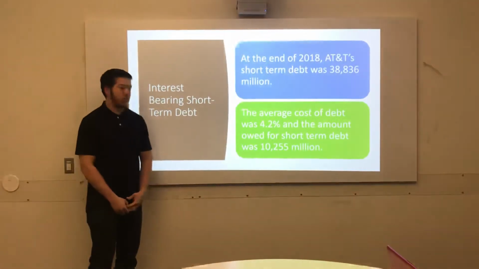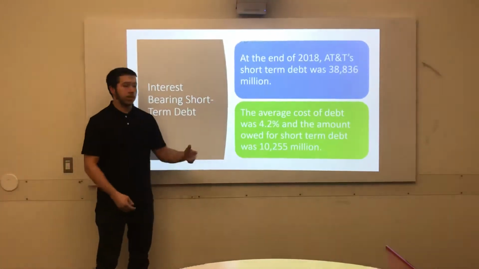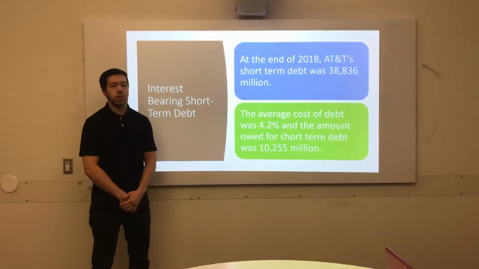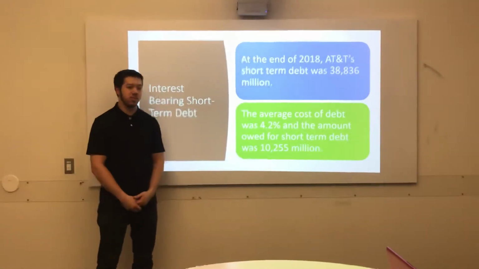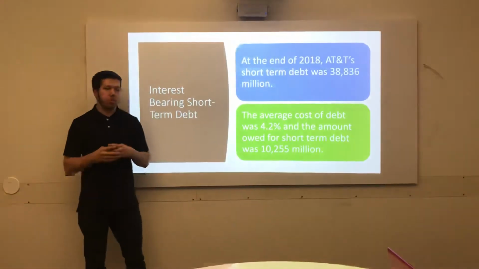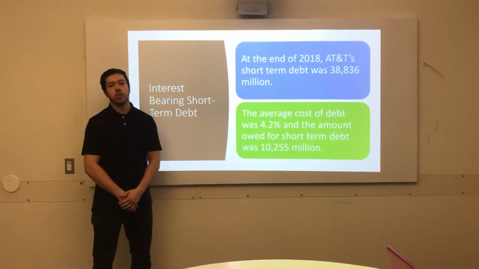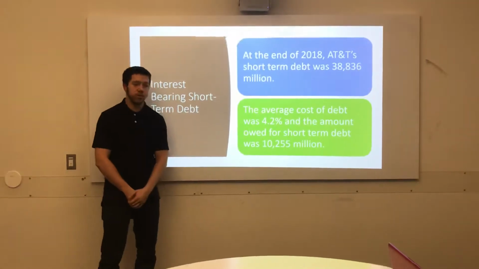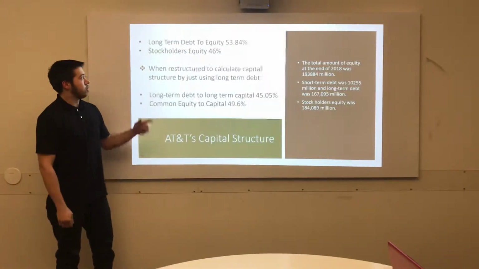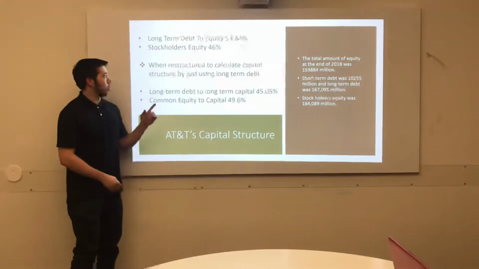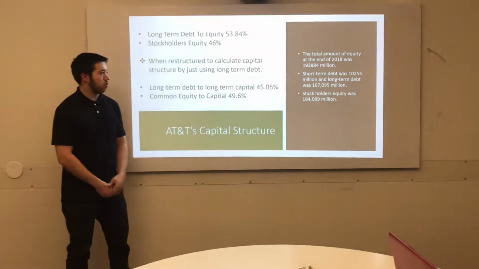Alright, so for our interest-bearing short-term debt, at the end of 2018, AT&T's short-term debt was $38,836 million. And our average cost of debt was 4.2%, and our short-term debt at the end of 2017 was $10,255 million.